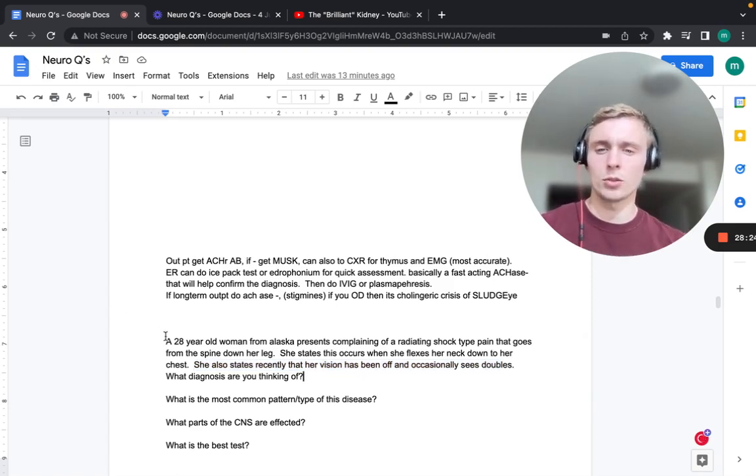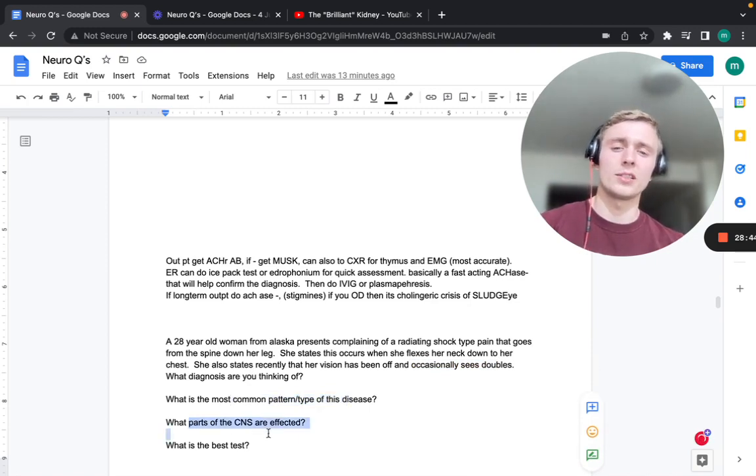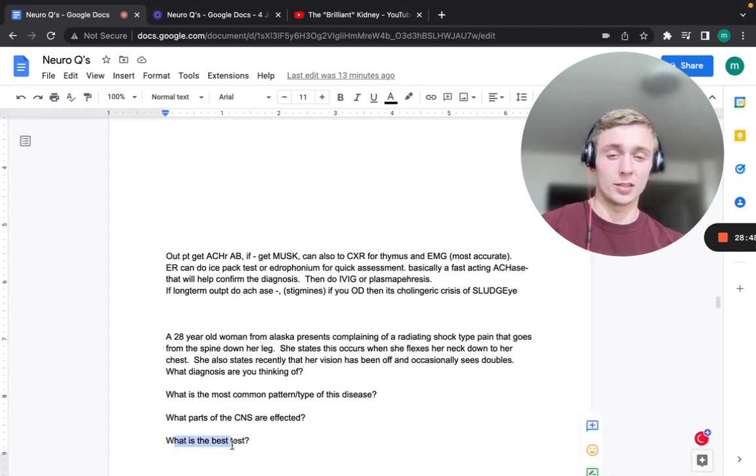So, a few things. 28-year-old female. She's from Alaska, a cold area. She has this radiating shock pain that goes from her spine to her legs, but it only occurs when she flexes her neck down. She's also been having visual problems and sees double, diplopia. What are you thinking of? What's the most common type and pattern of this disease? And what parts of the CNS are involved in this disease? What's the best test for this condition?